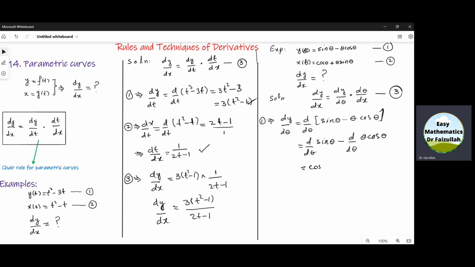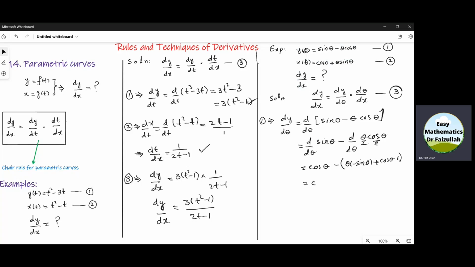Differentiation of sine theta is cos theta. Minus is as it is. Now here we use the product rule. So we write first function, differentiation of cos theta, that is minus sine theta. Now plus we write second function, and differentiation of theta with respect to theta is 1.